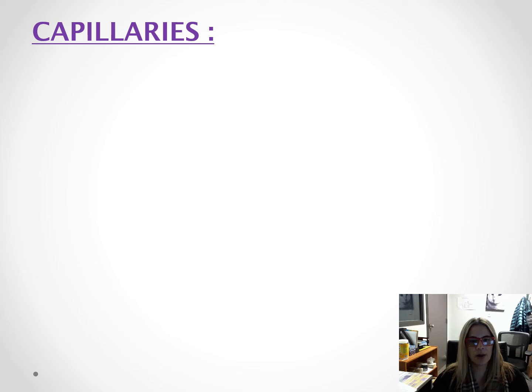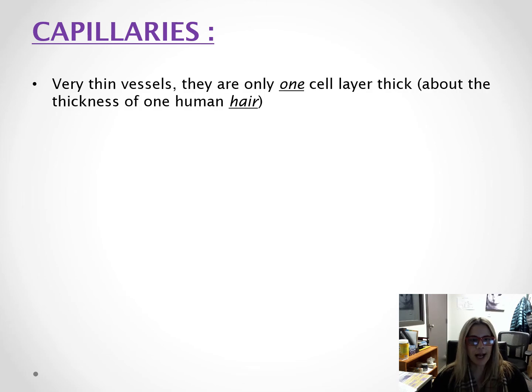Okay, so let's talk about our last type of vessels. And this brings us pretty close to the end of our lesson here. So capillaries are the smallest of the blood vessels, okay? So we have arteries, we have veins, and then we have capillaries, which are the teeniest and tiniest. And they are super, super thin, okay? That's one of their defining characteristics. They literally are one cell layer thick.